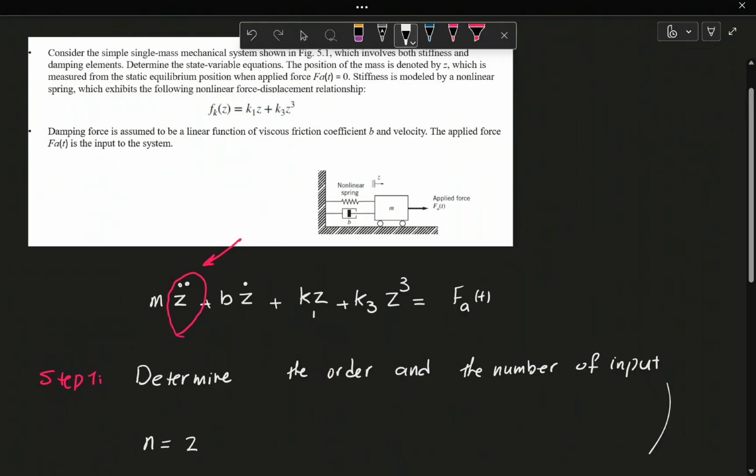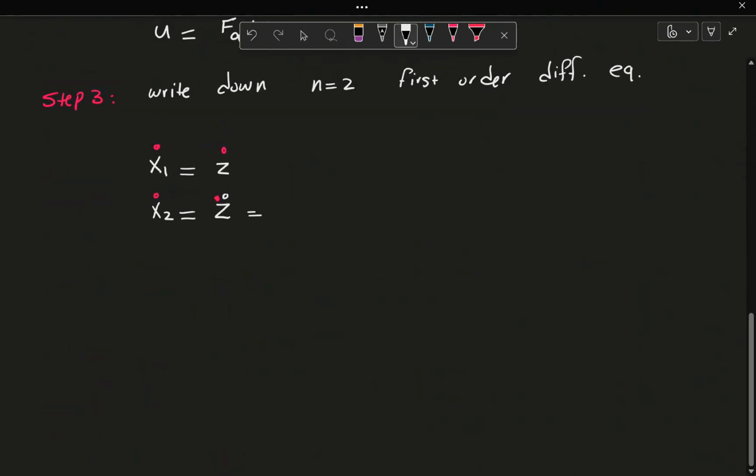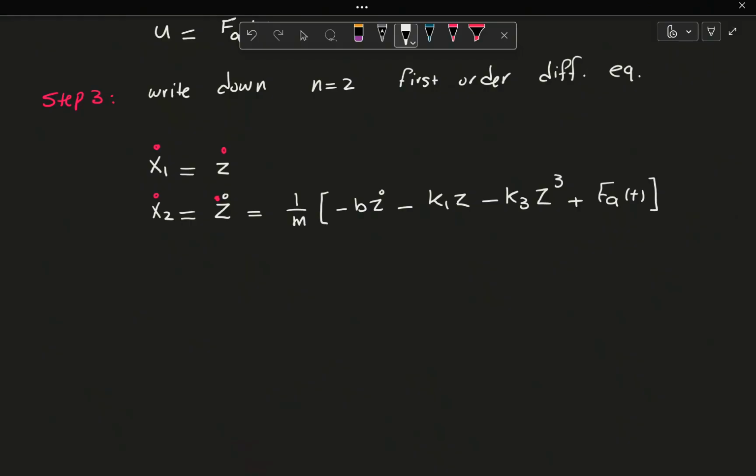So for this problem, this is going to be 1 over m times negative b z dot, negative k1 z, negative k3 z cubed, plus f sub a. What I did was isolate z double dot from the dynamics of the system and bring it here. Now I can go to step 4.